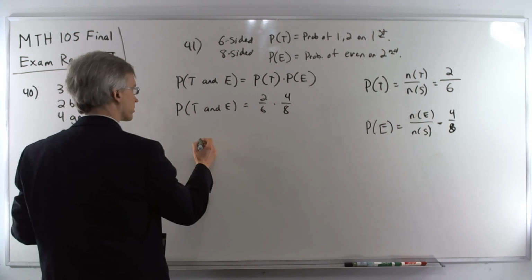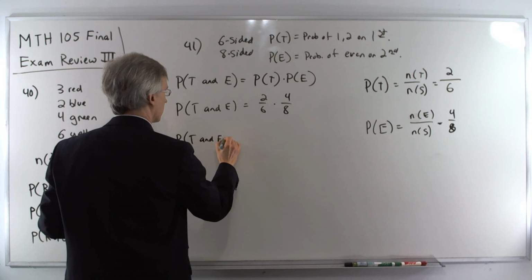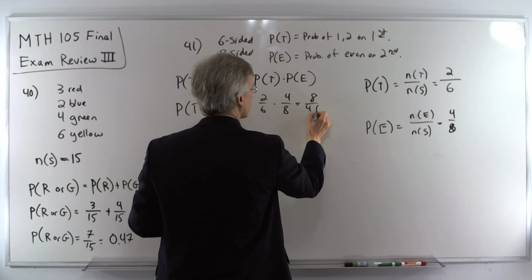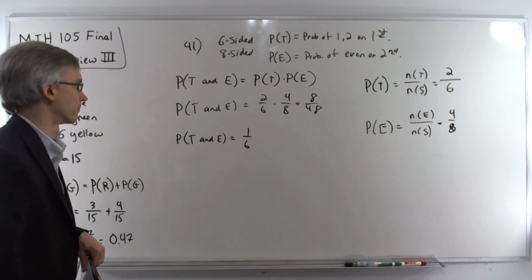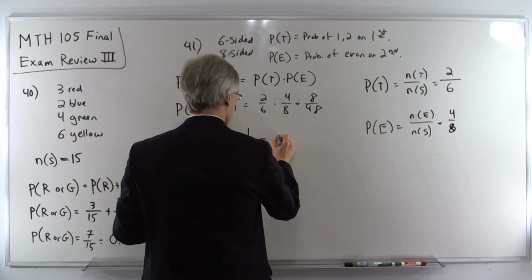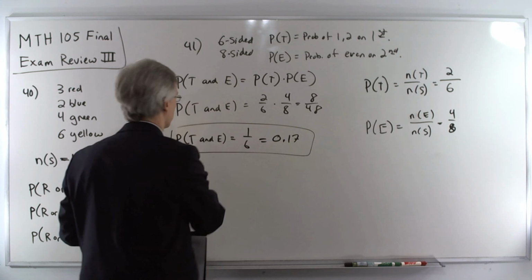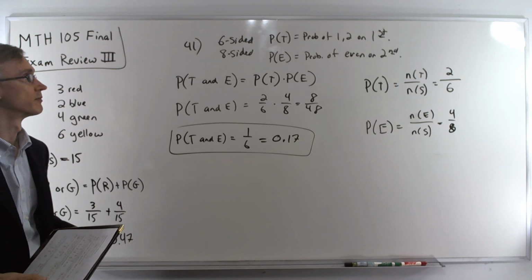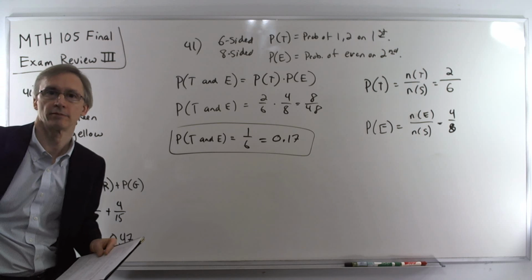Now multiply these fractions out. We get 8 over 48, and that reduces to 1/6. And if you wanted to express that as a decimal, we'd get 0.17. So there's about a 17% chance of rolling a 1 or 2 on the first die, and then an even number on the second die.